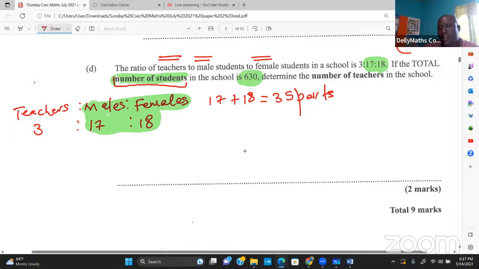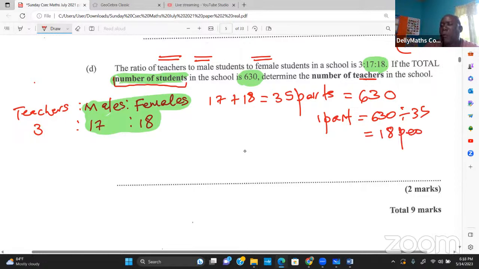So we want to take this 35 and say, guess what? This is equal to that 630. Now, the question wants us to find how many teachers, but I need to find how the proportion is being done. There are many ways you can do this. I'm just working it from this angle. So just divide this by 35, so that we have a better understanding that one part is 18. One part is actually 18 people.